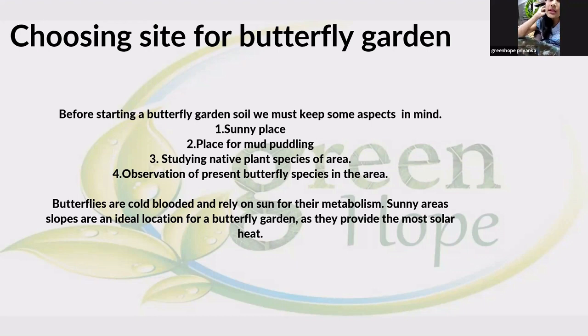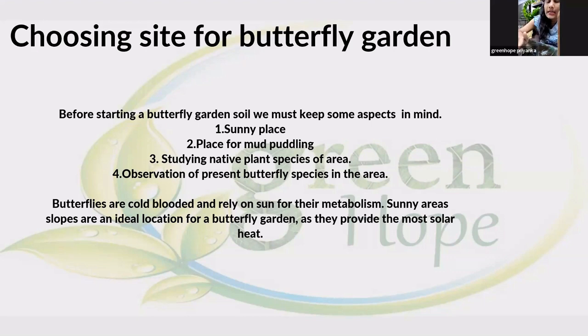And wherever we are making the butterfly garden, we need to study the native plants of the area. Now many people think that since they want to make a butterfly garden, the plants that are already there, the wild growth, we need to remove. No, a lot of Hesperiidae butterflies lay eggs on the wild grasses, the grasses we see a lot in the monsoon. On those grasses, these butterflies lay eggs and complete their life cycle. So we need to study the native plants of that area and let those plants be.